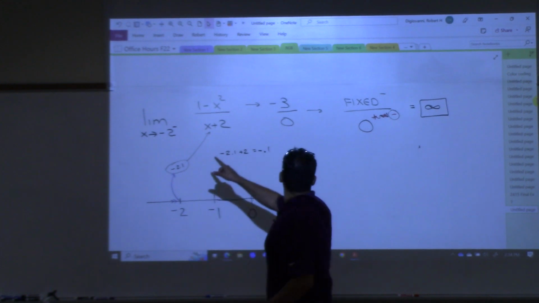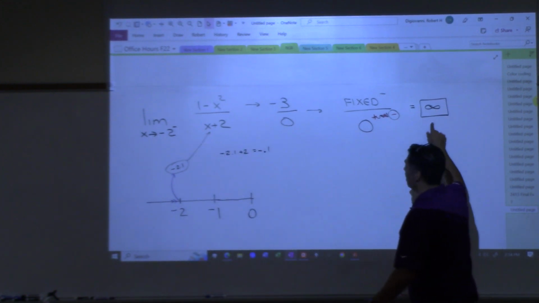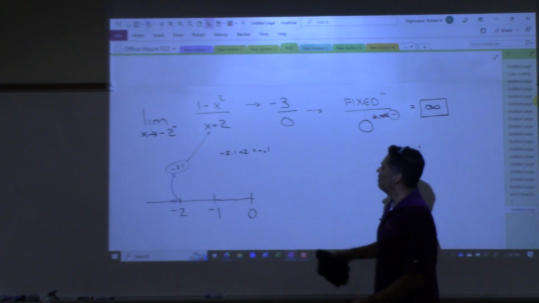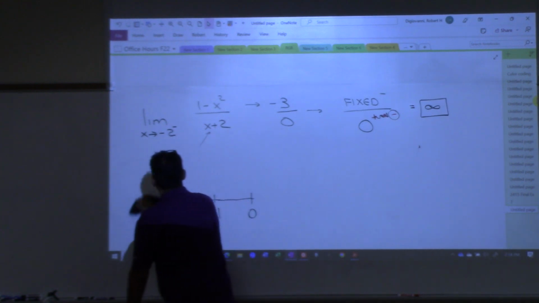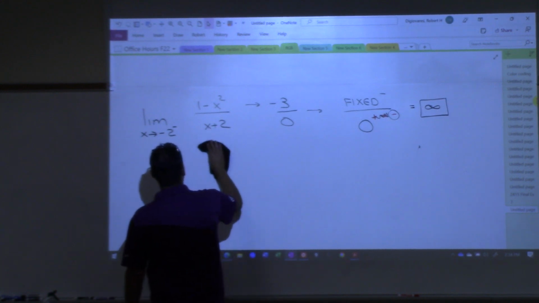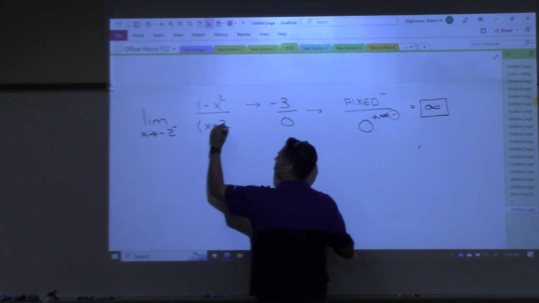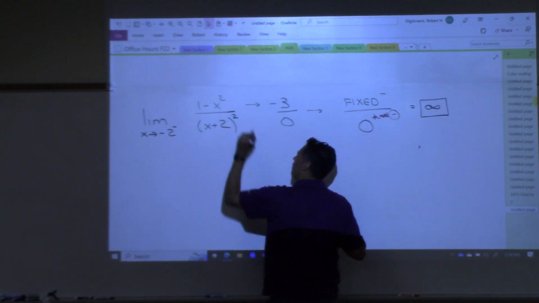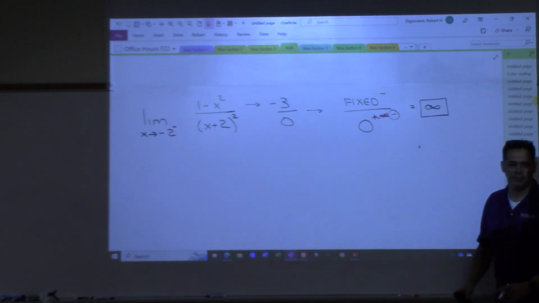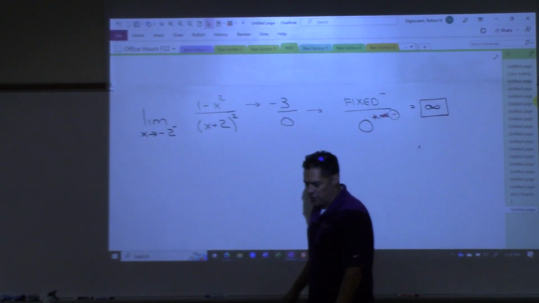Okay, so what did this one do? It was minus here, and it came out plus. So let me give you an example of one that doesn't do that. All right, how about this? Let's do the same exact problem, but I'm going to square the bottom. What does that change here?